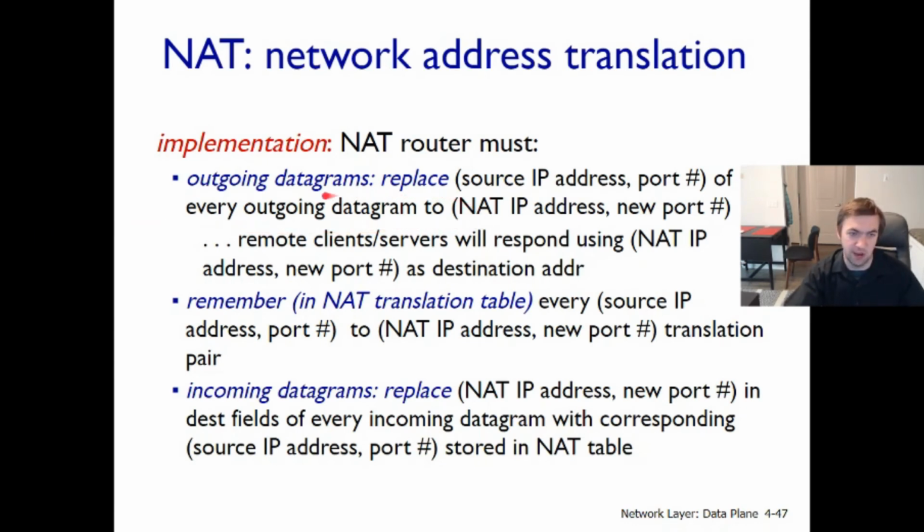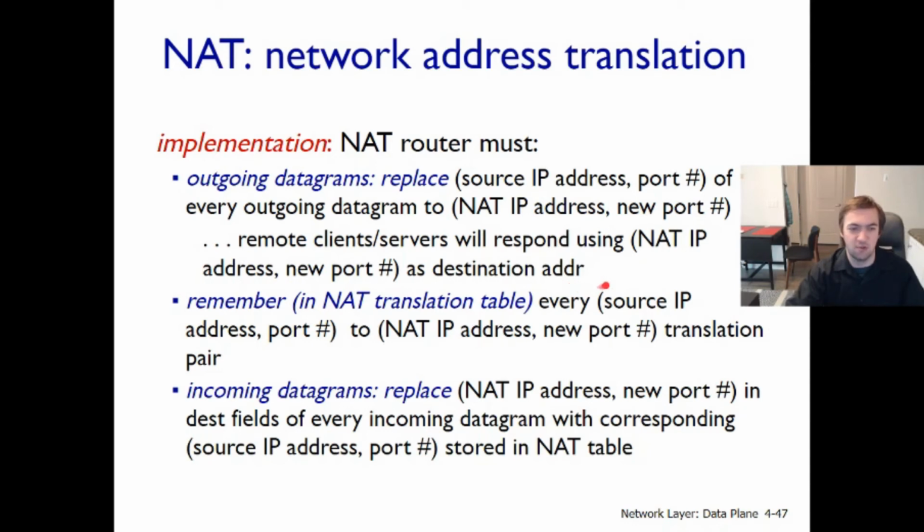First off, the router has to replace the source IP addresses and port numbers of outgoing datagrams with the network address translation IP address and a new port number. Remote clients and servers then respond using that new NAT IP address and new port number as their destination. So they're not talking directly to the host that sent the message. The host IP address is not going to be known to the remote client. They're going to be essentially referring to the router.